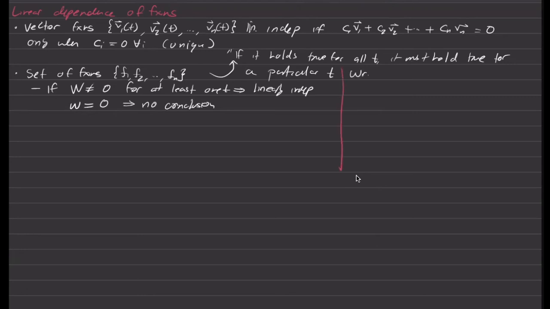Just as a quick refresher on what the Wronskian is. Let's say I want to calculate the Wronskian of a set of functions f1, f2, all the way up to fn of x. The important thing to note here is that all of these functions f are n minus 1 times differentiable on some interval I.